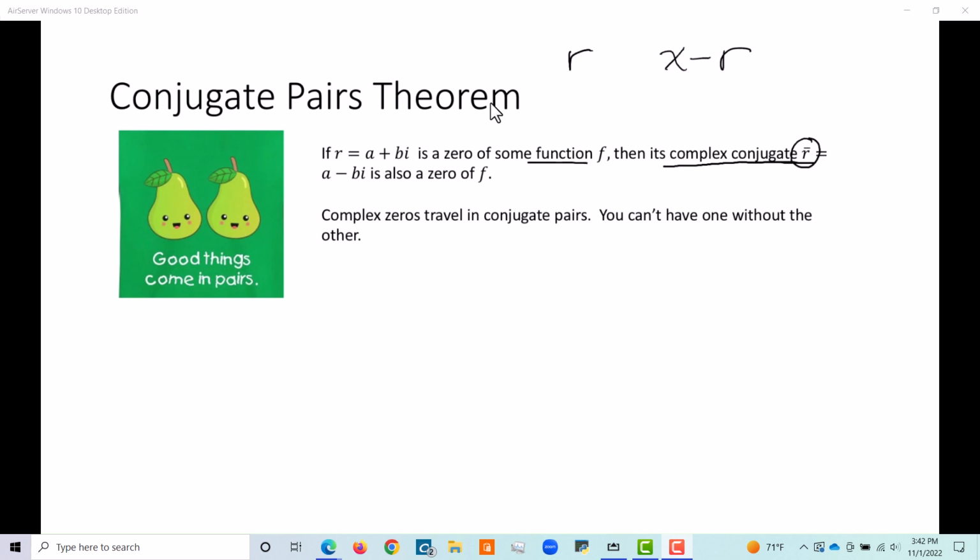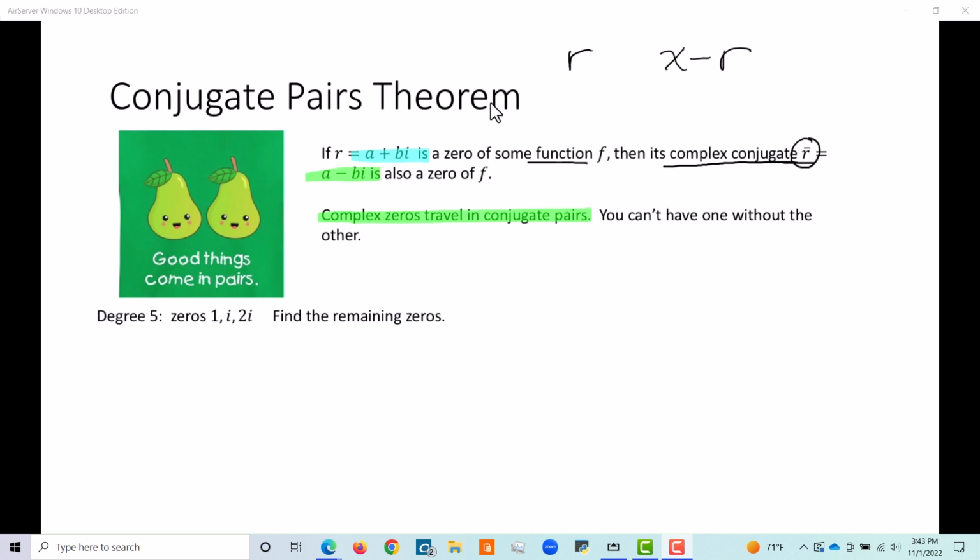Let's take some of this off. So we know this is for sure a zero of the function, and because of this conjugate pairs theorem, we will automatically know that a minus bi will also be a zero of the function. So as it says here, complex zeros travel in conjugate pairs. You cannot have one without the other.